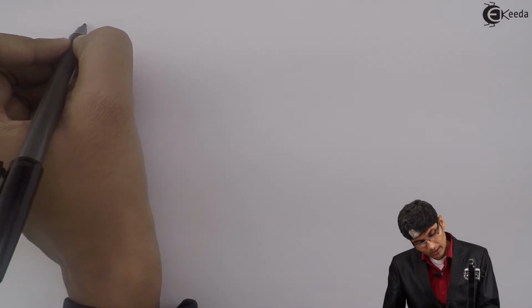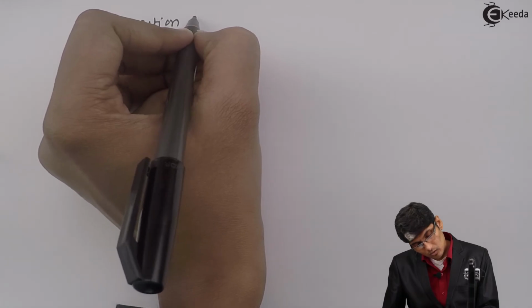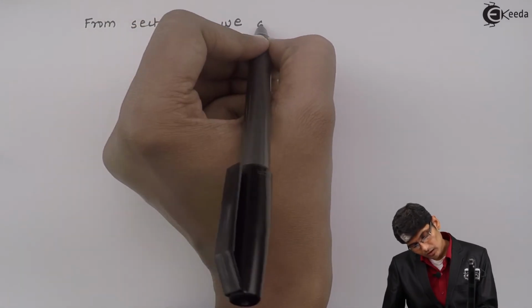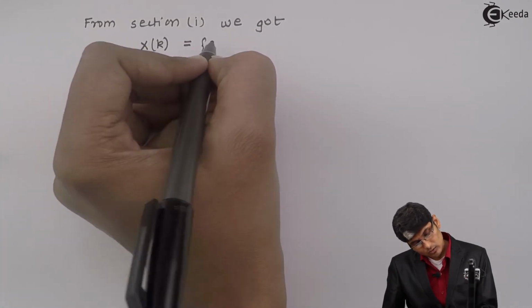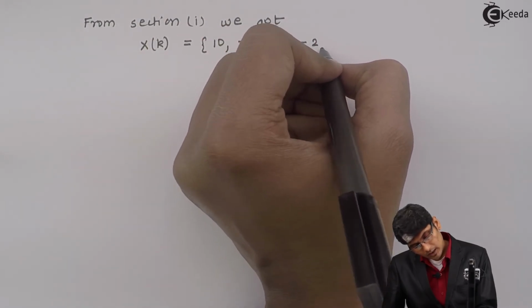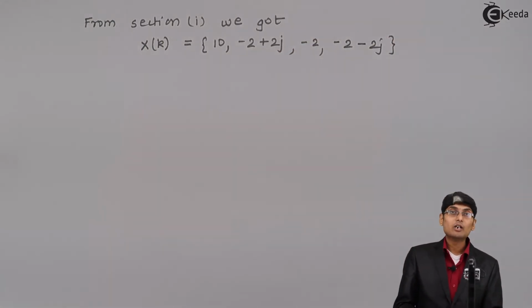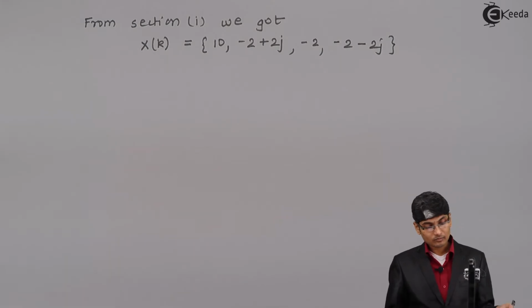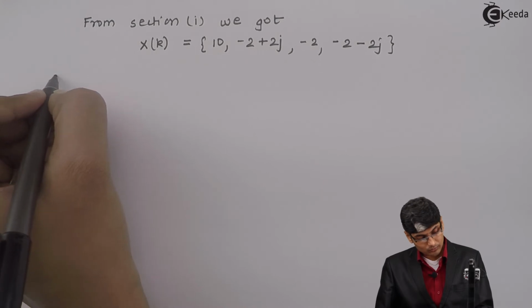Now, once section 1 is over, we need to concentrate on section number 2. From section 1, we got X of k as 10, minus 2 plus 2j, minus 2, minus 2 minus 2j. So, this is what we got in the first section. Now, we will concentrate on section 2.